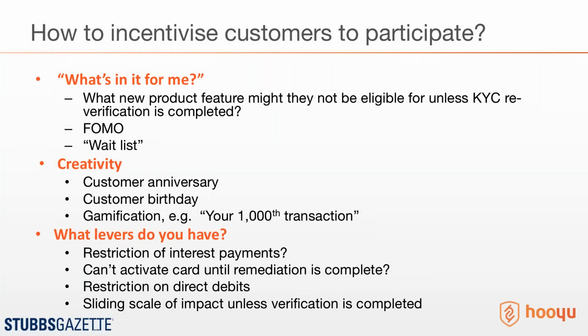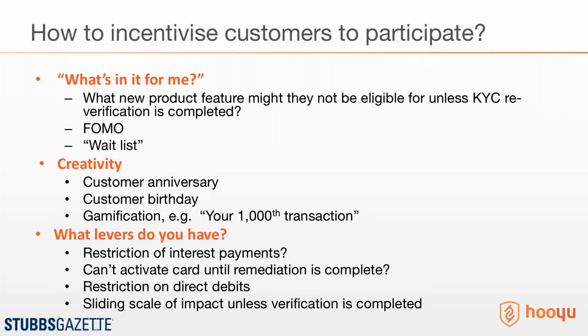Of course, you can also use a bit of grey matter at your end and use a bit of creativity to get customers to participate in re-verification programs. So, for example, if a customer anniversary is coming up, then that gives you occasion to reach out to the customer, to write to them, to call them, to say, oh, thank you for being a customer for 2 years. We now need to re-verify your details as part of the law.